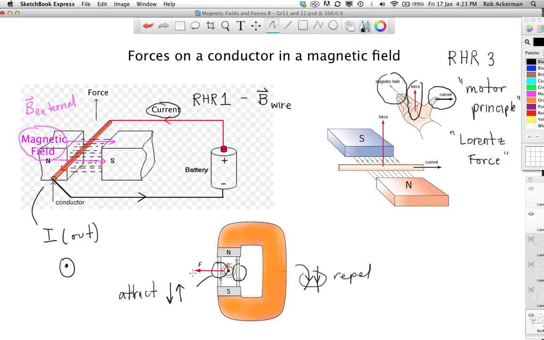It'll experience a force. If you use right-hand rule number 3, thumb is current, magnetic field is fingers, you will find that your palm is pointing to the left here. And so right-hand rule number 3 also works.